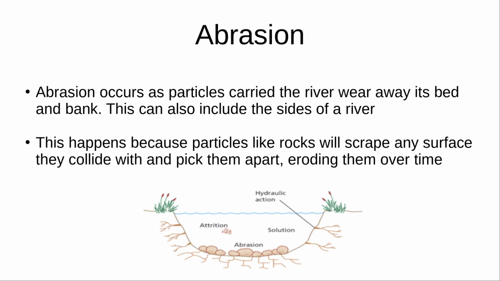Abrasion occurs when particles carried by the river wear away its bed and bank. This can also include the sides of a river. This happens because particles like rocks will scrape surfaces and pick apart at them, eroding the surfaces over time. Attrition occurs when particles like rocks which are carried by the river smash together and break into smaller, smoother, and rounder particles. This can notably lead to extremely fine material in the water.